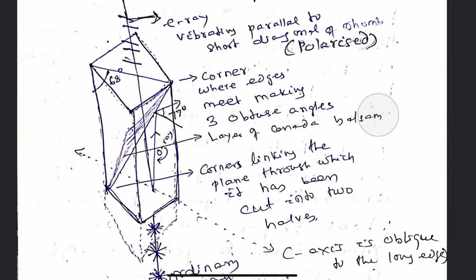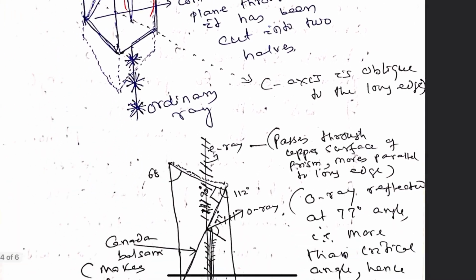The Canada balsam layer is placed in such a manner that the O ray hits it at an angle of more than 77 degrees, which is more than the critical angle. That's why it is thrown to the sides of the walls of the Nicol prism, and it is absorbed there by the black wall. The other set of light rays, being parallel to the long edge, are allowed to pass through the prism. So this is the mechanism.